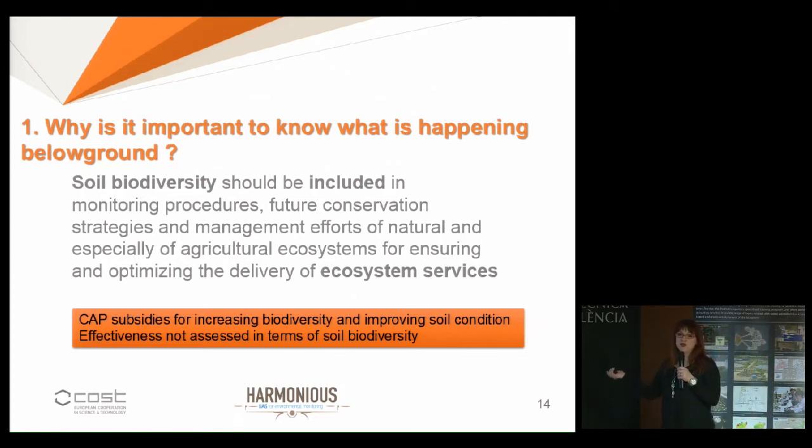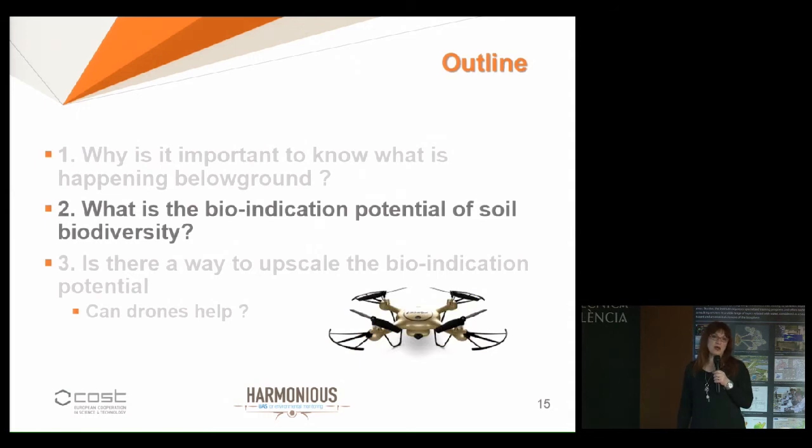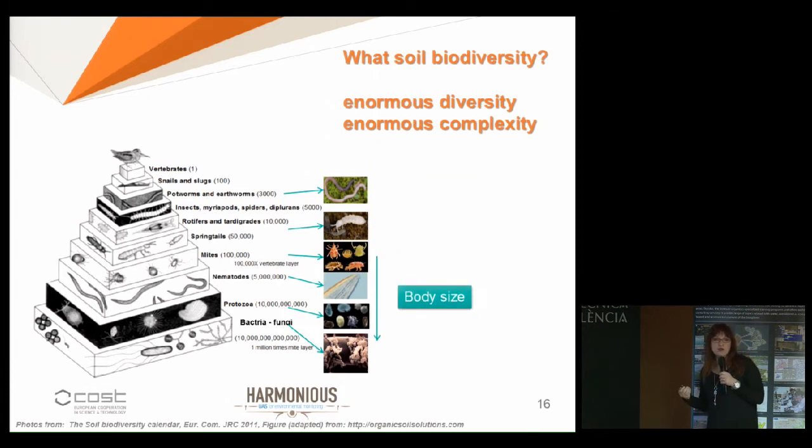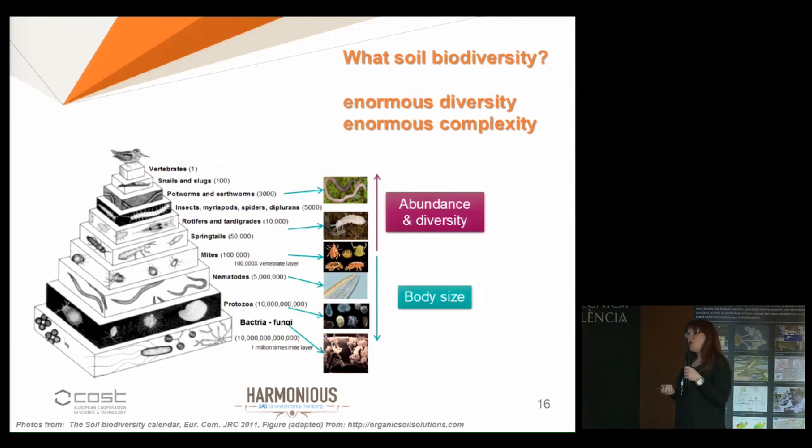And just to mention here that several CAP subsidies are given to farmers for improving biodiversity and soil conditions, but these treatments are not assessed in terms of soil biodiversity. So what is the bioindication potential of soil organisms? There is an enormous variety, there is an enormous complexity, and as you decrease in body size, you have a decrease in abundance and diversity. So this is a problem.